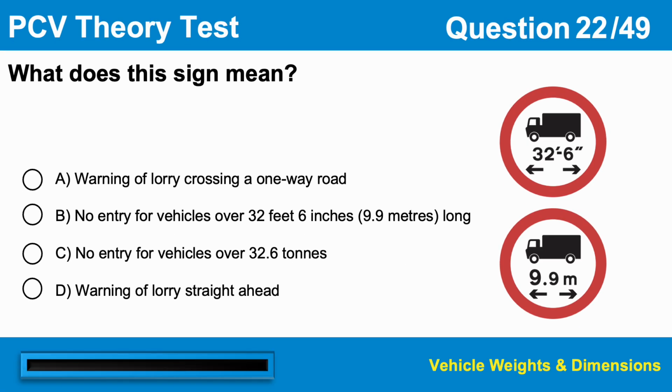Question 22. What does this sign mean? A. Warning of lorry crossing a one-way road. B. No entry for vehicles over 32 feet 6 inches, 9.9 meters long. C. No entry for vehicles over 32.6 tons. D. Warning of lorry straight ahead.